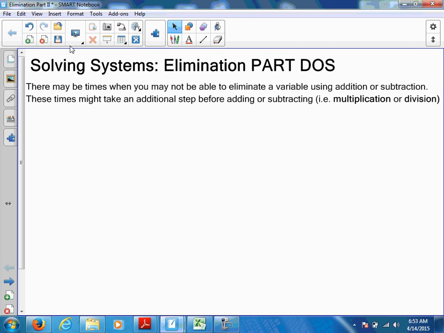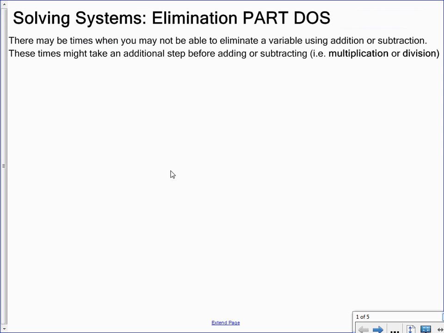Okay, this is elimination, part 2. Now, we've talked about addition and subtraction using systems of equations, making sure that our systems are in standard form. We're still going to make sure that our systems are in standard form, but we're going to talk about what happens when we don't have coefficients that are either opposites or the same. So we might have to do a step before we get there. And that step involves multiplication or division.